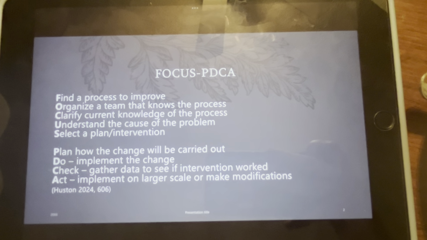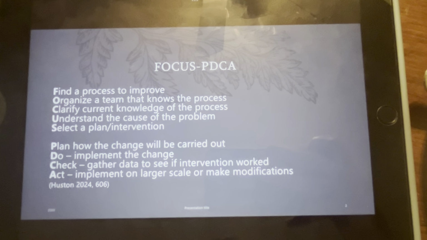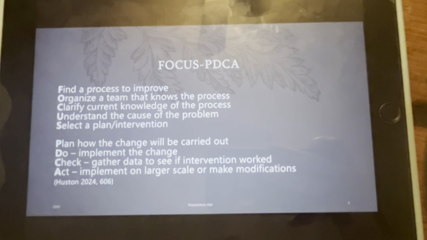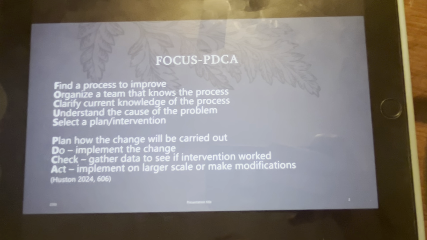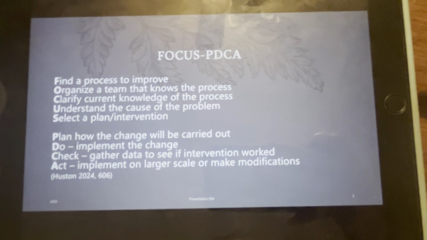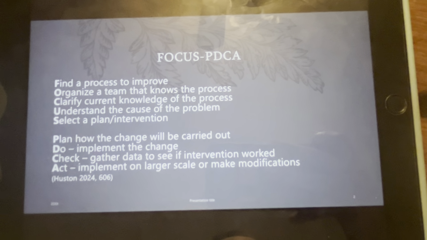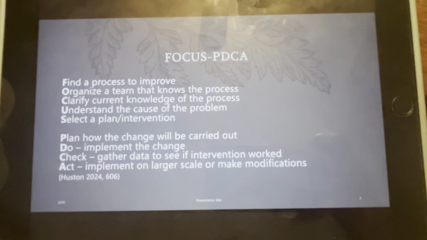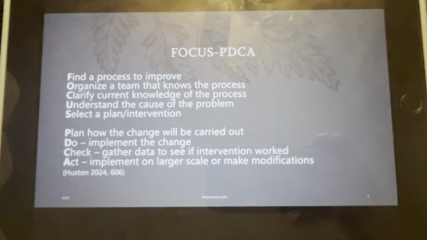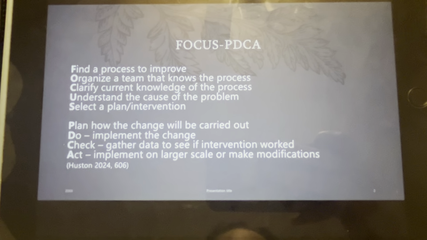clarify current knowledge of the process, U to understand the cause of the problem, S to select a plan and intervention, P to plan how we're going to carry out the change, D to do, to implement the change, C to check, to gather data to see if the intervention worked, A to act, to implement on a larger scale, or to be able to make modifications.